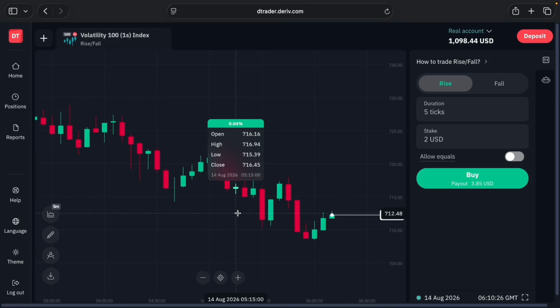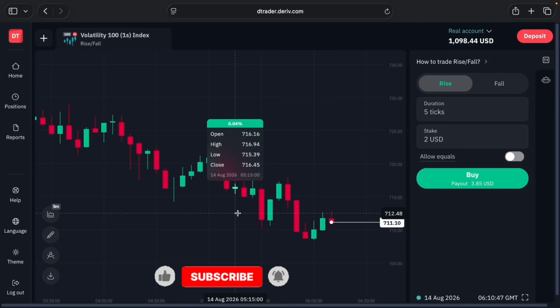At the same time, technical analysis isn't impossible to learn. Once you start understanding trends, support and resistance, candles and market structure, rise and fall can become much easier to analyze. So it has a learning curve, but the knowledge can become very useful. Now, what is the big advantage of rise and fall?